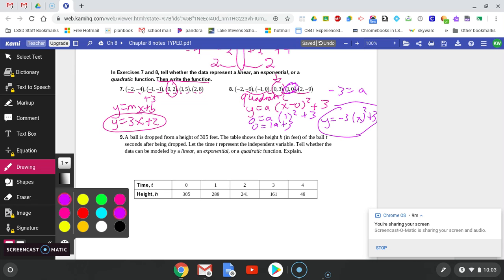So to find that a term, all I did was plug in one point. It doesn't matter which point. Plug in one point for x and y so that you can solve it for a, because we already had our vertex, so we could plug in the number here and here.